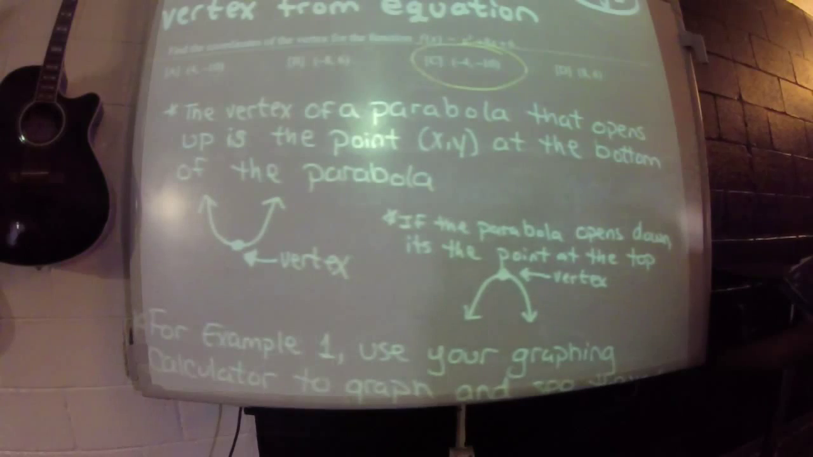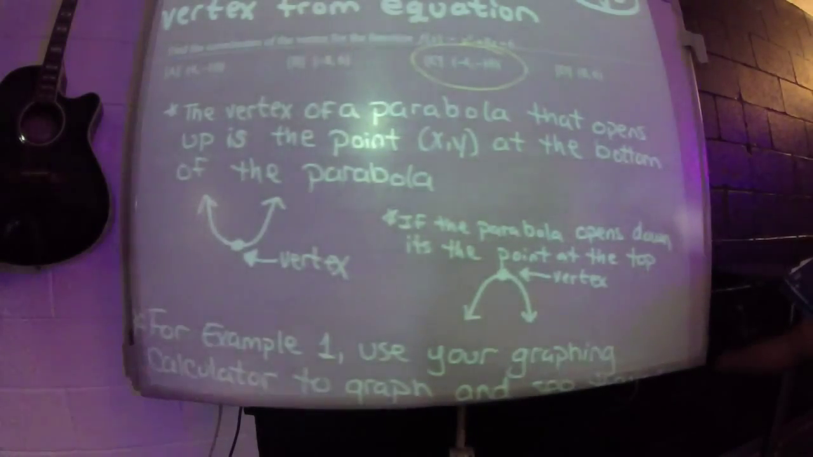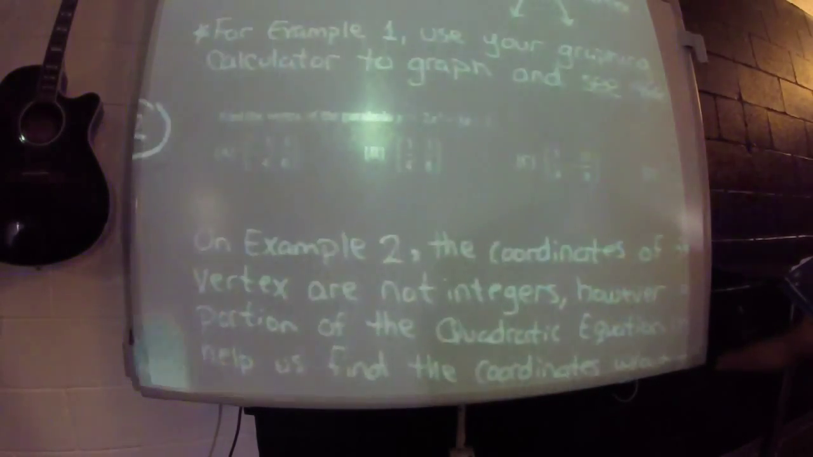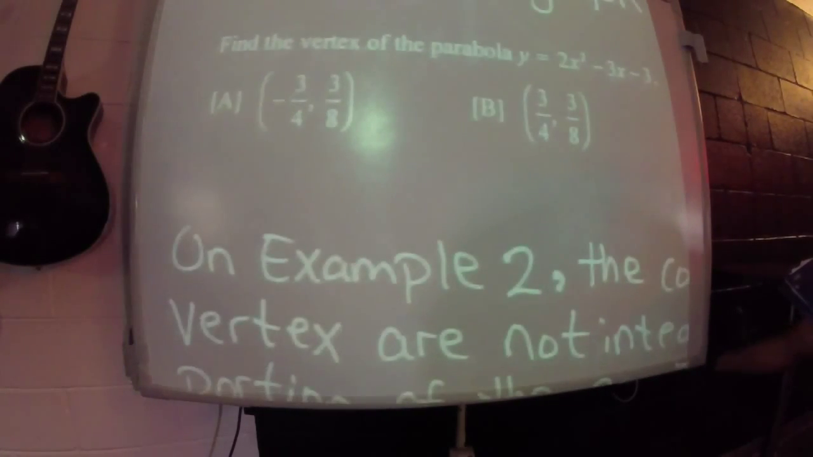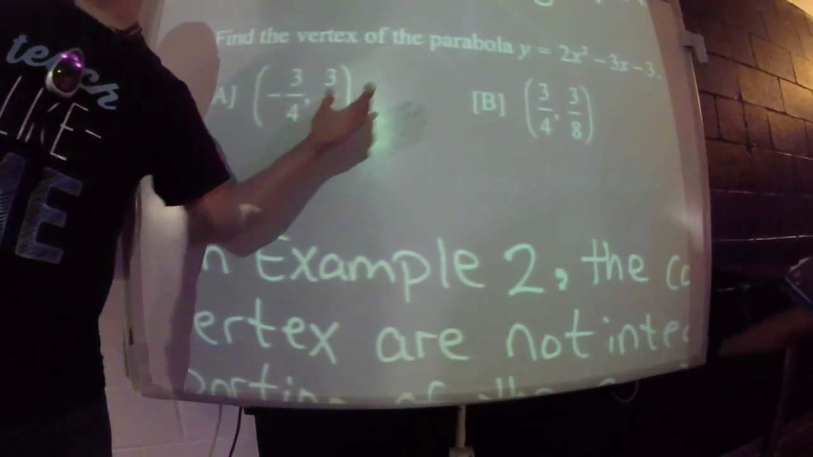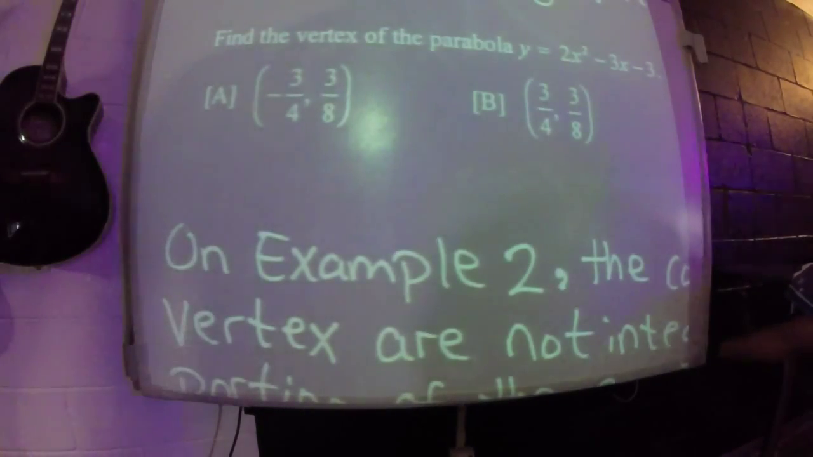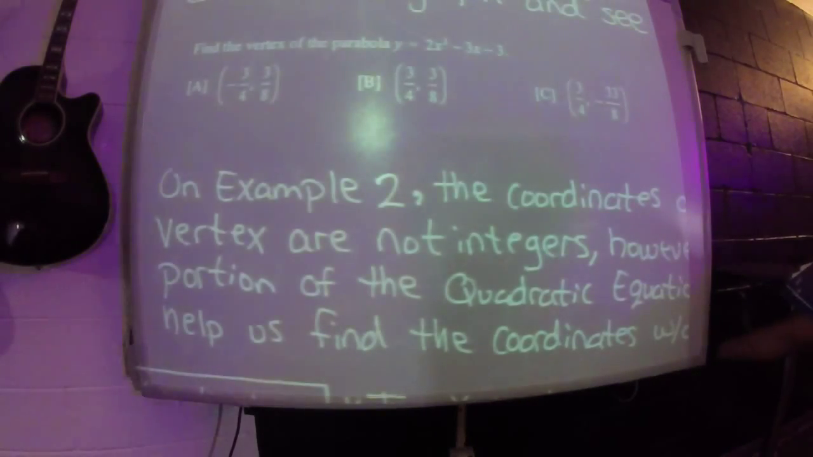So one way you can find the vertex is going to be to graph it. Look at it. Find it. See where it's at. Of course, on the next example, you see how all those answers are nice integers? Look at the answer choices before you even work this. Look at these. All of them are what? Fractions. So that could make it a little bit more difficult. So we're going to need another way.